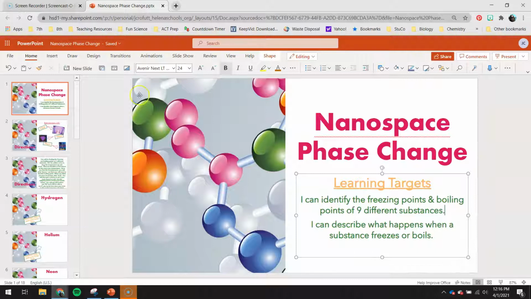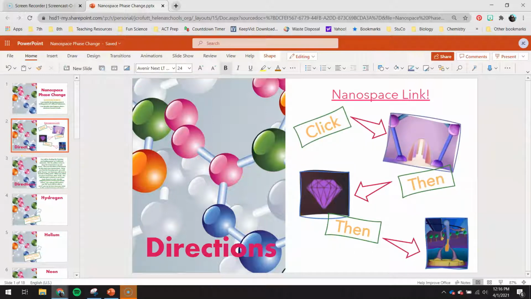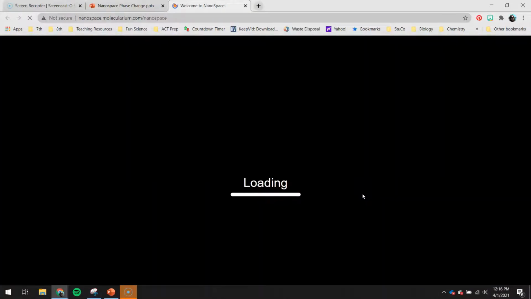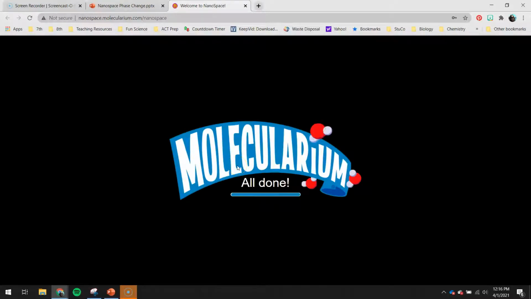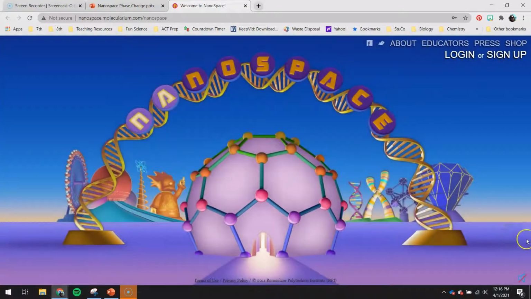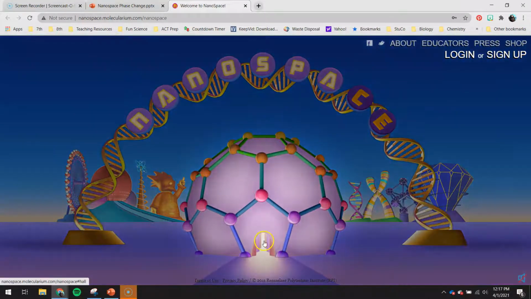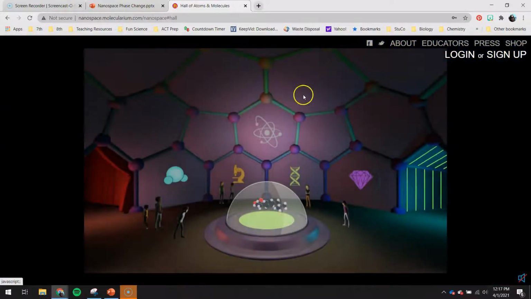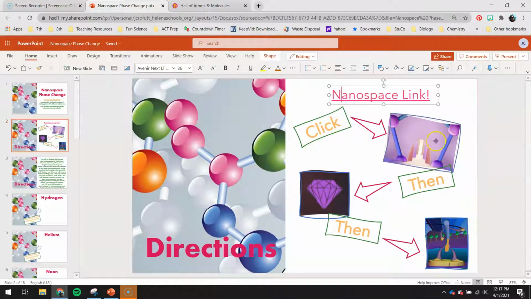Okay, all right, so moving on, here are your directions. First and foremost, you need to open up the Nanospace link. So right click that and open the link. It should look a little something like this. It might take a second to load. If you have sound, you can also mute the sound right down here. You will click on the doorway to enter the Nanospace, and then you can just follow these directions here.